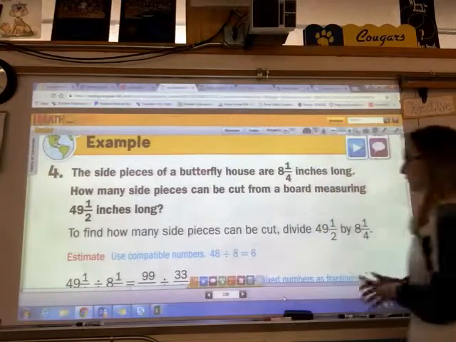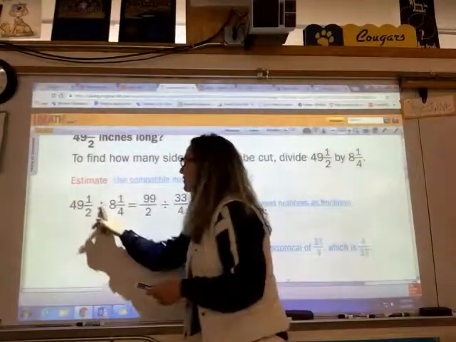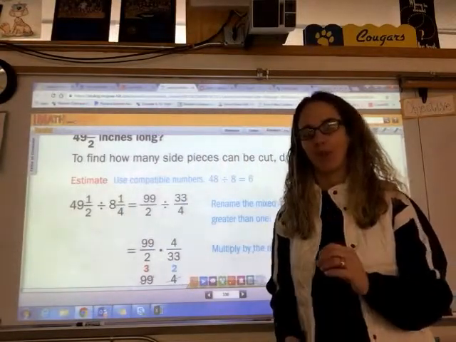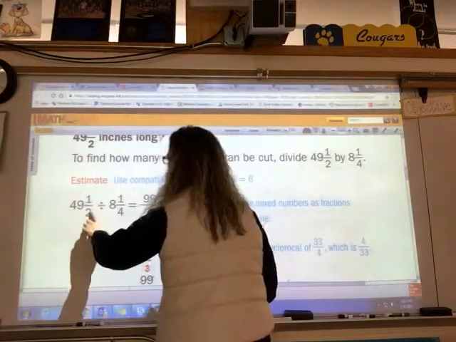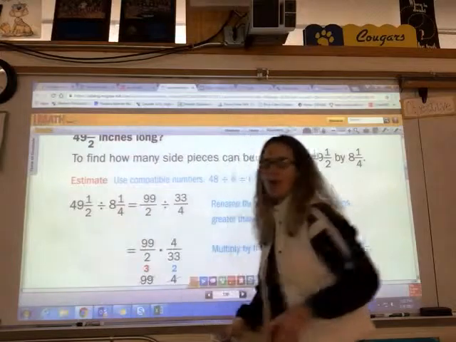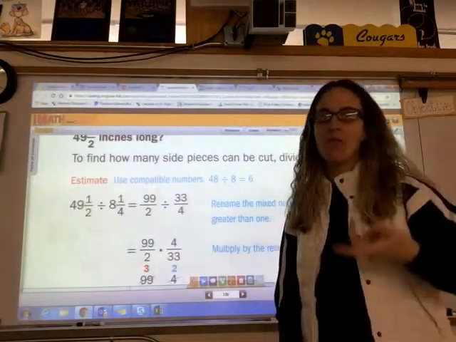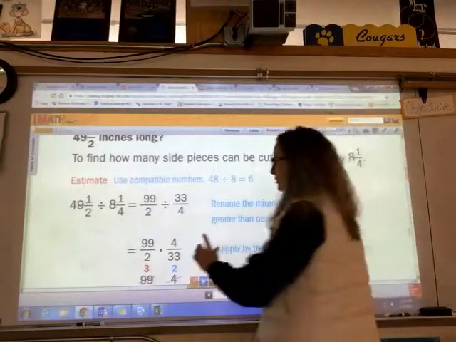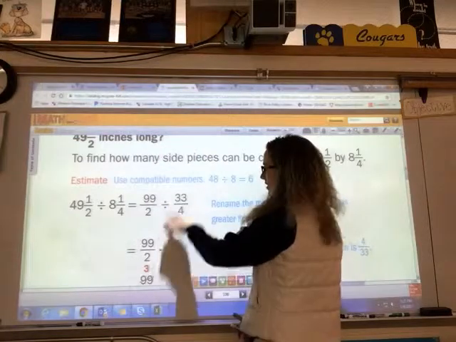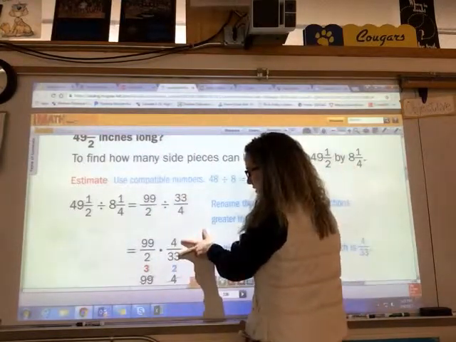You can see that your book went ahead and showed the division of it. So you have 49 1/2 divided by 8 1/4. Again, when you're working with those mixed numbers, rename first. So 49 1/2 would be the same as 99/2 divided by, we're going to rename 8 1/4, which would be 33/4. Once you have them as improper, then you can go ahead and change it to a multiplication problem. So first fraction stays the same, division changes to multiplication. 33/4, the reciprocal or the multiplicative inverse would be 4/33.